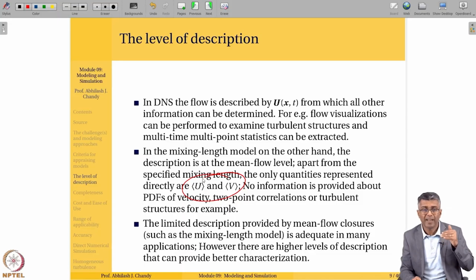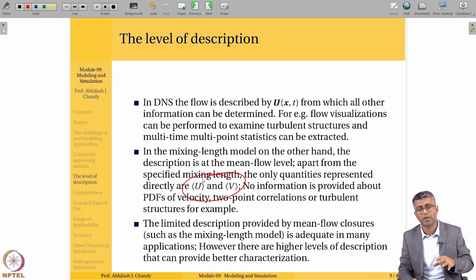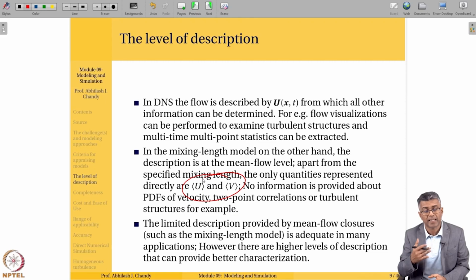So this kind of limited description by mean flow methods like RANS type methods such as the mixing length model can be sufficient in many applications. In a lot of engineering applications, maybe all we care about is the mean. And the argument here for using such a model is that the mean flow field can give you a lot of information about certain designs. Maybe at the design level, that is all you need, the mean. So this can be adequate in many applications.